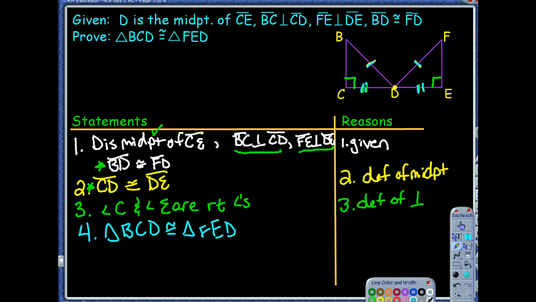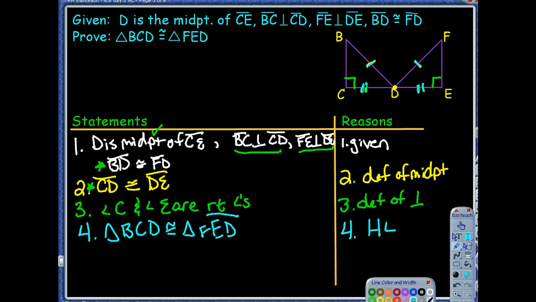So we have right triangles because we have those right angles, and the hypotenuse and the leg of one is congruent to the hypotenuse and the leg of the second one. So those triangles are congruent because of HL. And HL can be used because, again, there are right triangles established here.